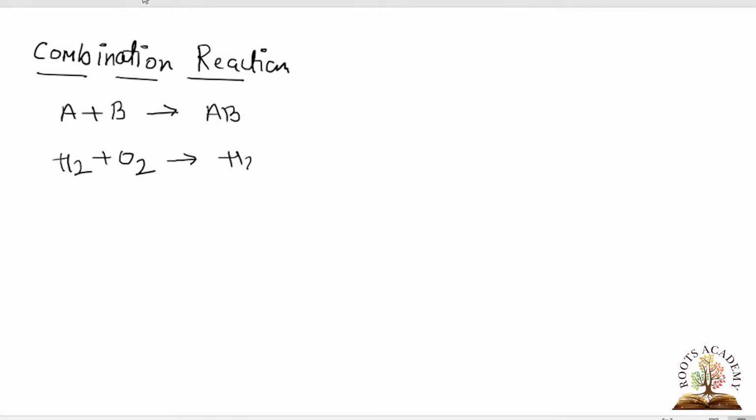Okay. So now in combination reaction, as the name suggests, reactants get combined. So 2 or more than 2 reactants will combine to give one single product. Let's take the example of water. When hydrogen combines with oxygen, it reacts to give water. So you can see there are 2 reactants and it is giving one single product. So combination reaction is the reaction where 2 or more than 2 reactants combine to give one single product.